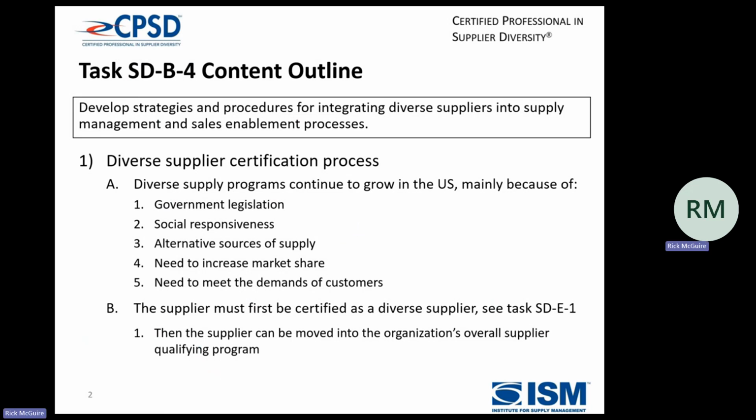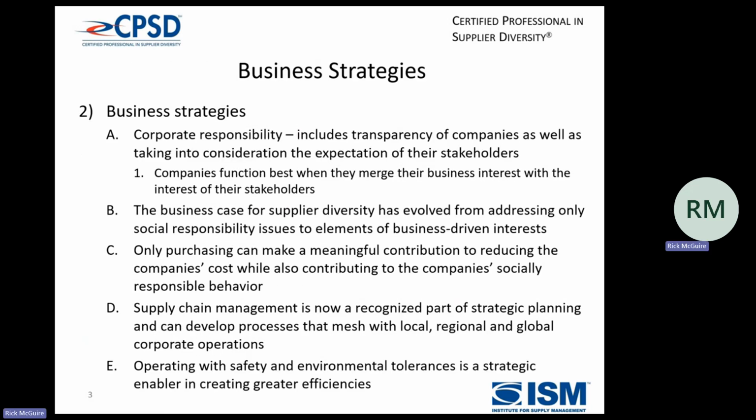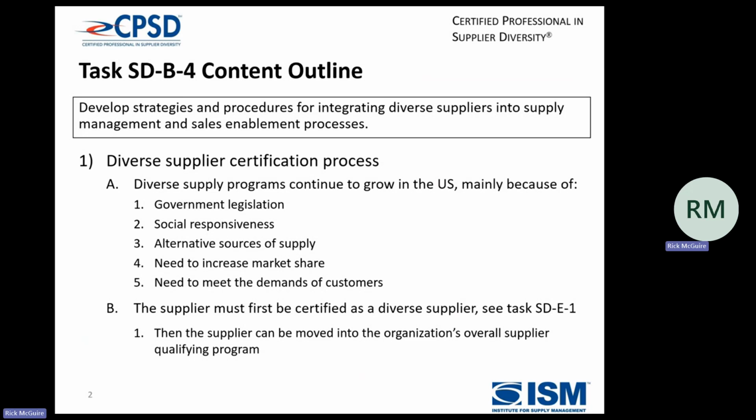So the supplier must first be certified as a diverse supplier. We'll cover that in E-1. Then the supplier can be moved into the organization's overall supplier qualifying program. So qualify them as a diverse supplier first, and then qualify them as a general supplier second.